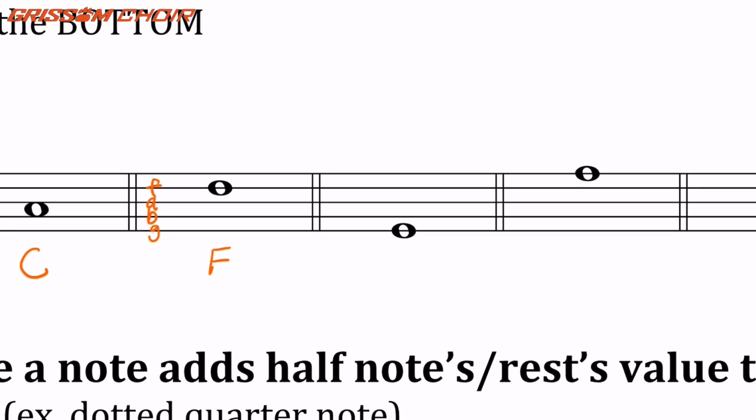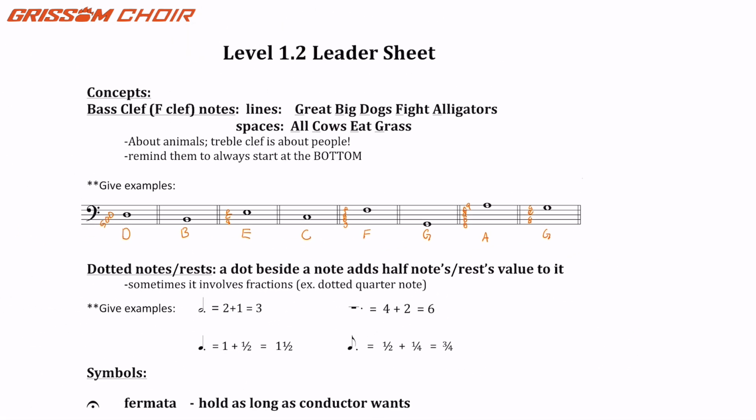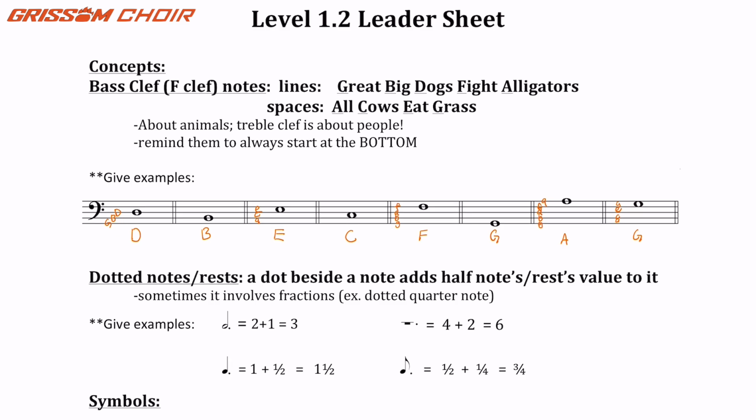The bottom line is G. The top line, G, B, D, F, A. The top line is A. And the top space, A, C, E, G. The top space is G. Remember that the lines of the bass clef are G, B, D, F, A, and the spaces are A, C, E, and G. Those are the lines and spaces of the bass clef.